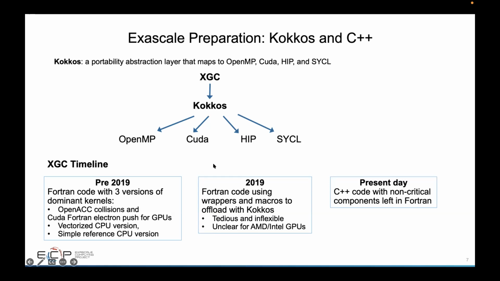And in 2019, we started working with the ECP COPA team to use Kokkos in a very limited way, where we were still doing everything in Fortran, but using Fortran interfaces with C++ and wrappers and macros to use Kokkos. And in the end, this was very tedious and inflexible and potentially not portable. So we eventually decided to just convert everything to C++, besides some non-critical legacy components.